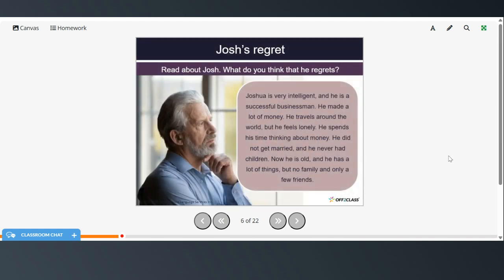So read about Josh. What do you think that he regrets? Joshua is very intelligent and he is a successful businessman. He made a lot of money. He travels around the world, but he feels lonely. He spends his time thinking about money. He did not get married and he never had children. Now he is old and he has a lot of things, but no family and only a few friends.